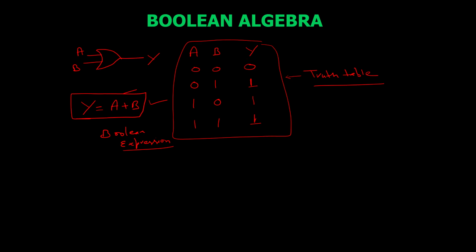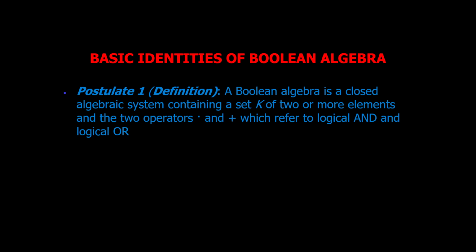Now let us define what Boolean algebra is. A Boolean algebra is a closed algebraic system containing a set K of two or more elements and the two operators. This operator is dot, that is multiply, which refers to the AND operator, and plus, this is the OR operator.